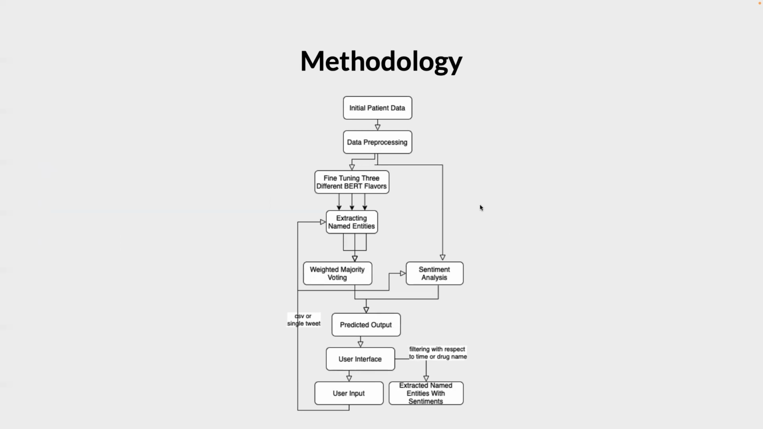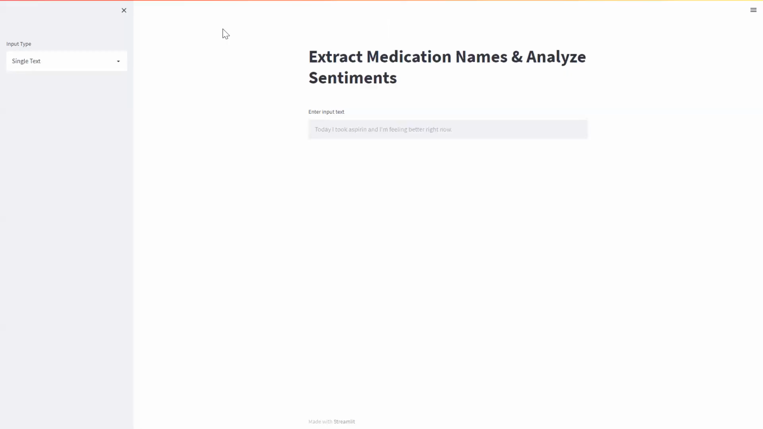After pre-processing our severely imbalanced datasets, we trained 3 different transformer-based language models and used the ensemble of these models as our final predictor. Simultaneously, we applied sentiment analysis tools to the data. Then we supplied this output to our front end.